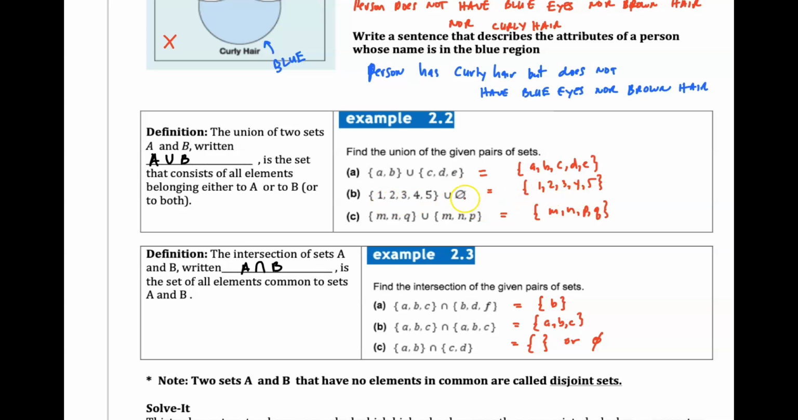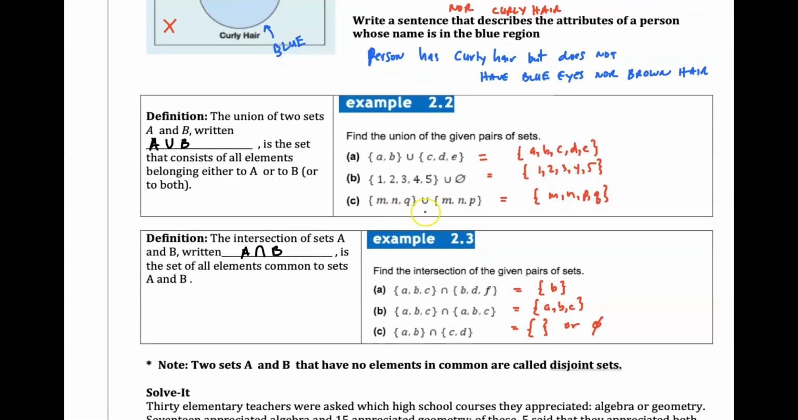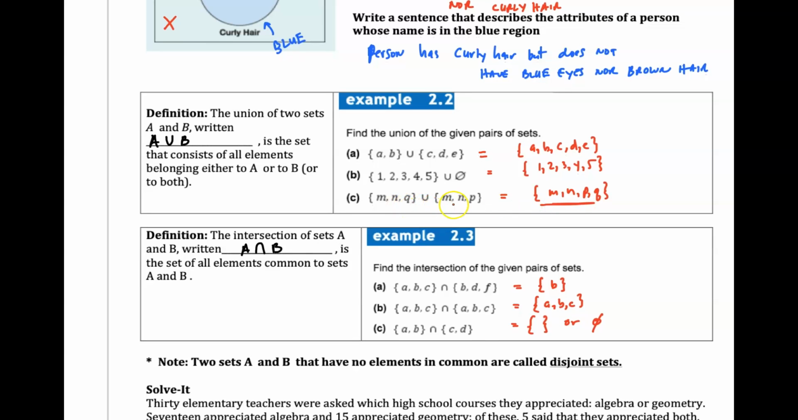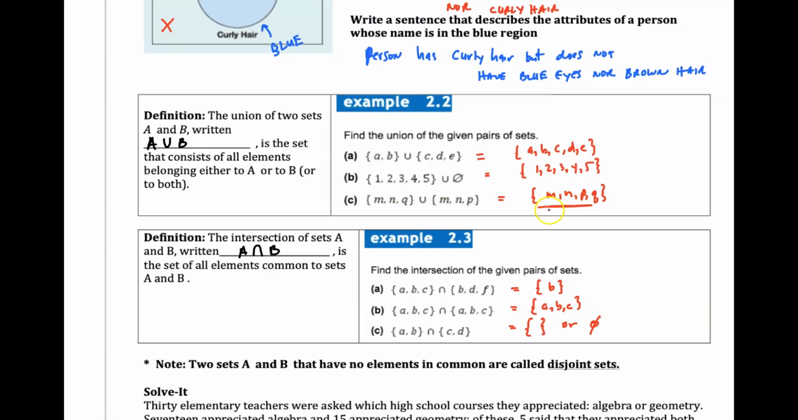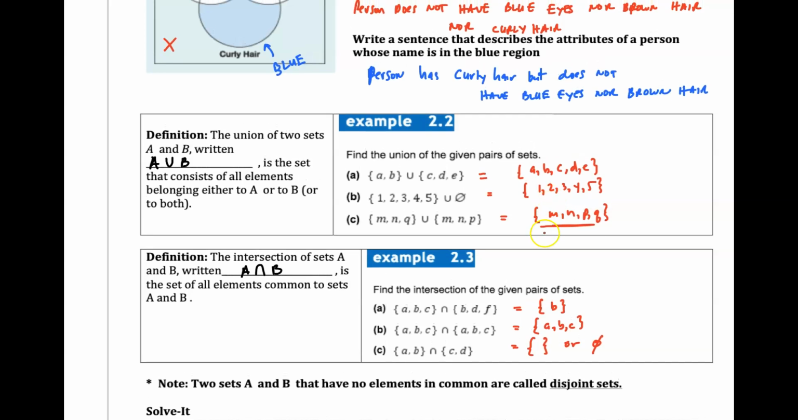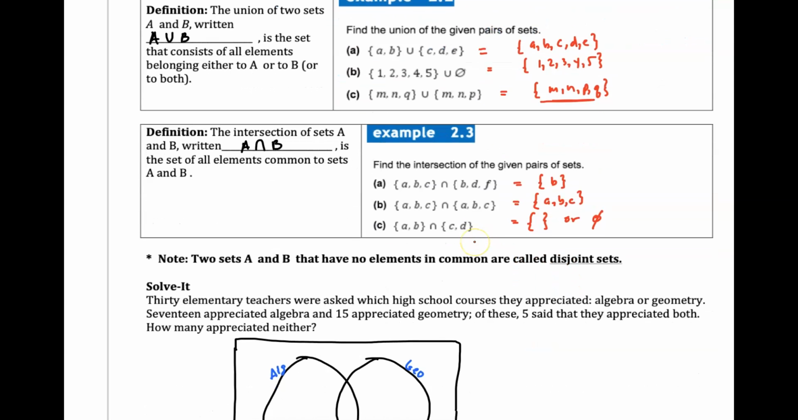This one here, empty set, means nothing. So when you put something with nothing, you keep what you originally have. Here, you're joining 2 sets that have something in common, but in the new set, you don't write each of those twice. We're just writing what elements are part of the set. What are the members? The other definition is intersection.